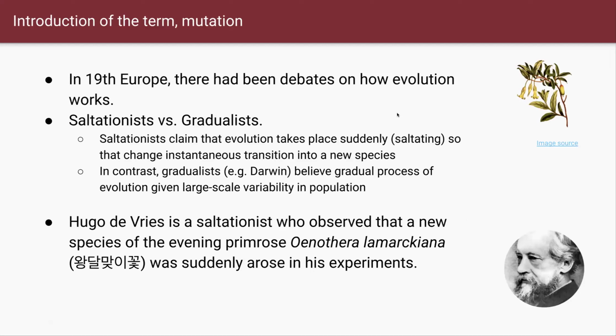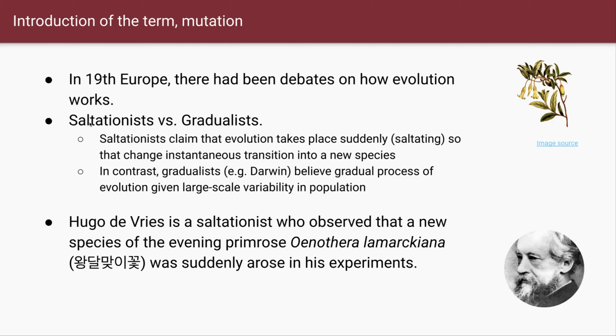The first thing to think about is the introduction of the term mutation. In the 19th century, there were debates on how evolution works. We briefly talked about this before. At the time, people were trying to describe why we are different in the context of social structure, but in the meantime, people were also very interested in natural science, that is, why different biological organisms differ from each other. When we describe such patterns, we collectively say evolution.